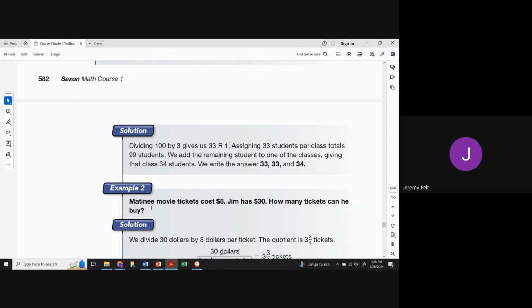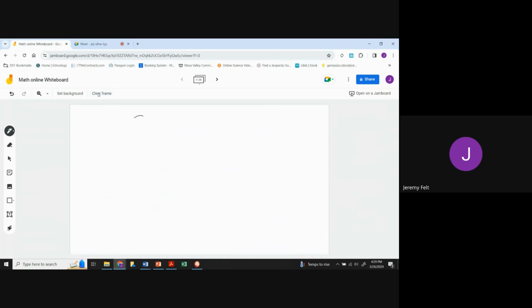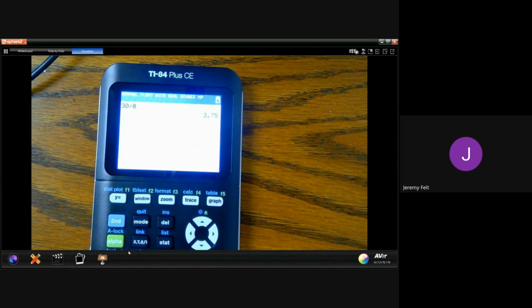If we're looking at matinee movie tickets cost $8. Jim has $30. How many tickets can he buy? It's $8 per ticket. We get 30 divided by 8. We do that in our calculator. So 30 divided by 8 is 3.75.